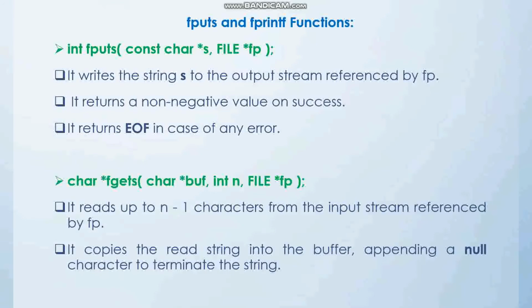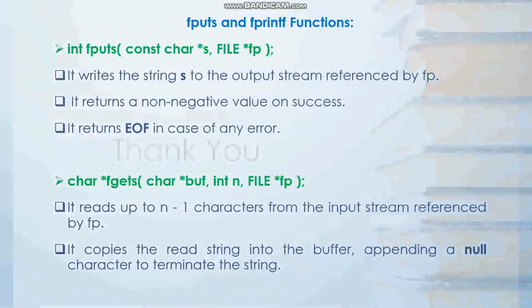fputs and fprintf functions. fputs writes the string s to the output stream referenced by pointer fp. It returns a non-negative value on success. It returns EOF in case of any error. fgets reads up to n-1 characters from the input stream referenced by fp. It copies the read string into the buffer, appending a null character to terminate the string.